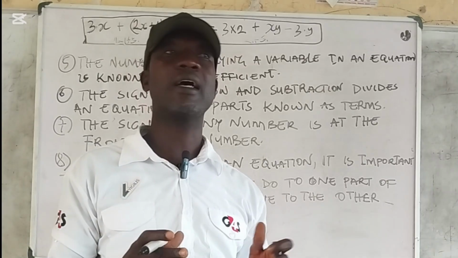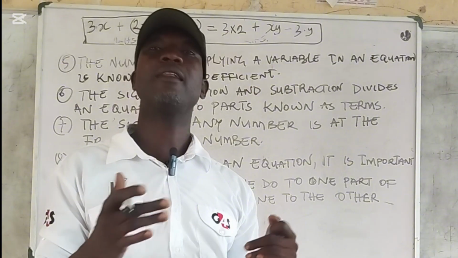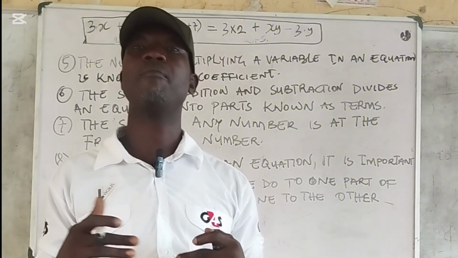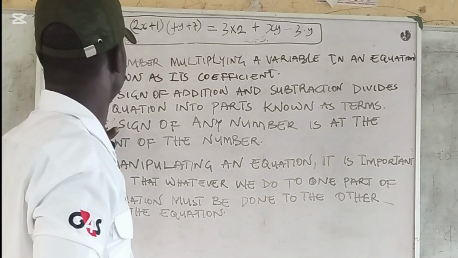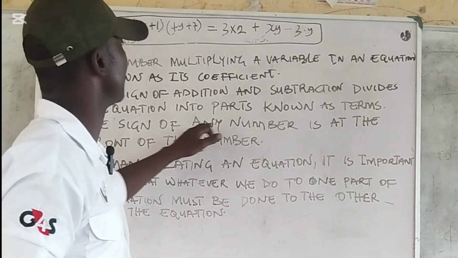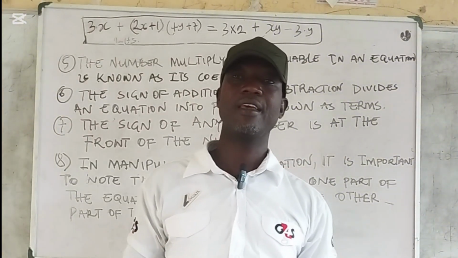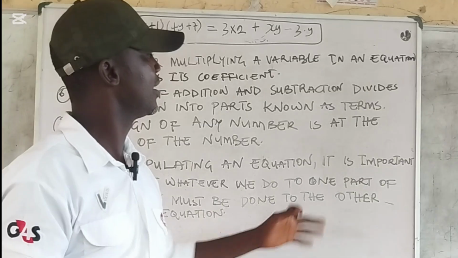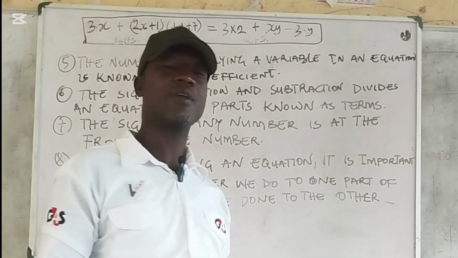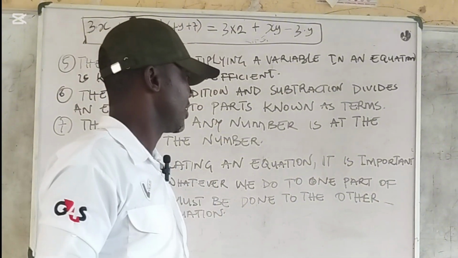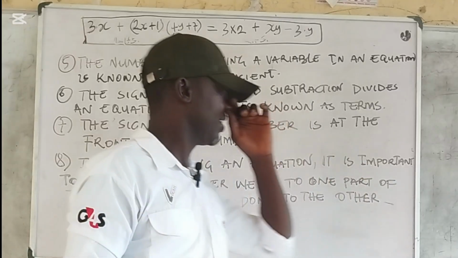The positive numbers are the numbers that have plus at their front, and the negative numbers are the numbers that have minus at their front. The 7th fact shows us that the sign of a number, any number, is always at the front of the number. If I want to represent minus 3, the minus will be written before the 3. If I want to represent plus 3, the plus will be written before the 3.